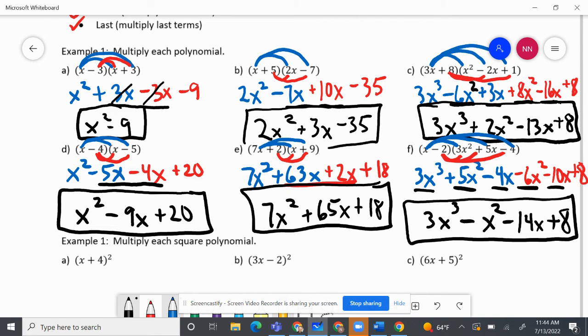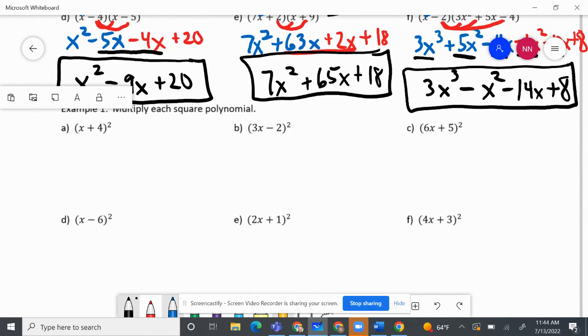Now what we're going to do is we're going to look at multiplying each square polynomial. That should be example 2. So whenever we have a squared, what we're going to do is we're going to write it twice. So we're going to go x plus 4. And when we write it twice, we do the same thing that we did before. We're going to FOIL it.